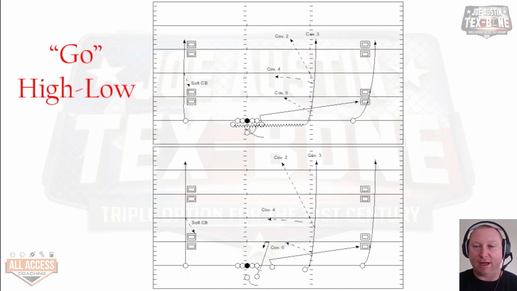And again, this is the next progression that we teach because it's the next progression of your choice play. And we talked about why that is. If they're trying to take away the choice route by running linebackers out with it, then your next go-to play is the go.